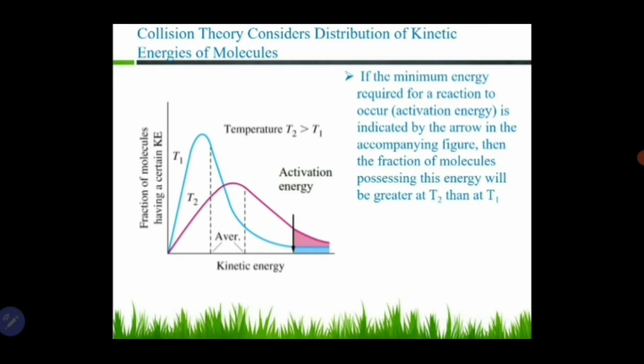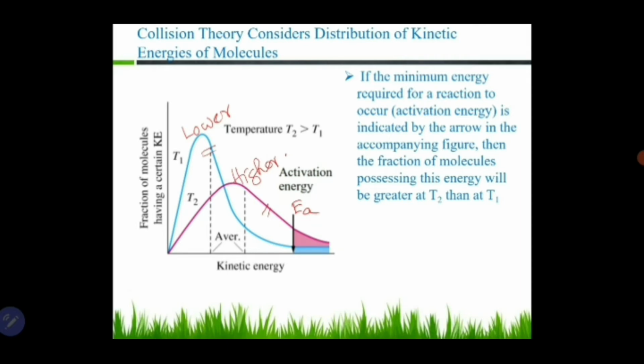So if you look at this, you could see that this temperature, T1, is the lower temperature. This is the higher temperature. The total area under the curve is unity. If you take this one and this one, the total area under the curve is unity. And this arrow mark represents EA. So EA we have already discussed. It is the minimum energy possessed by the molecule in order to convert from reactant side to the product side.